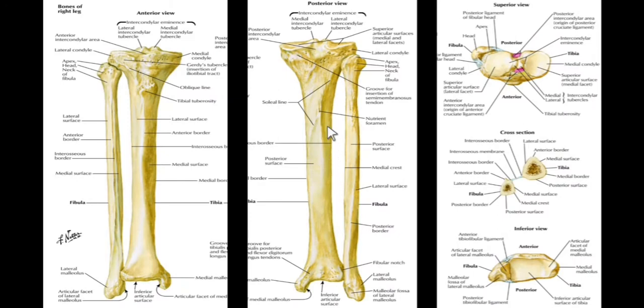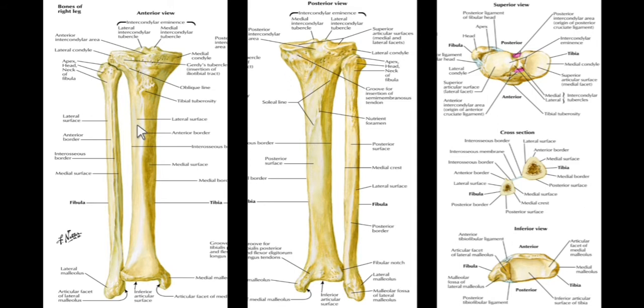Following the border lines, let's identify the surfaces of the tibia. There are three surfaces, which I have already mentioned. Let's identify. The surface that lies between the anterior border and the interosseous border is called the lateral surface. This is the lateral surface.